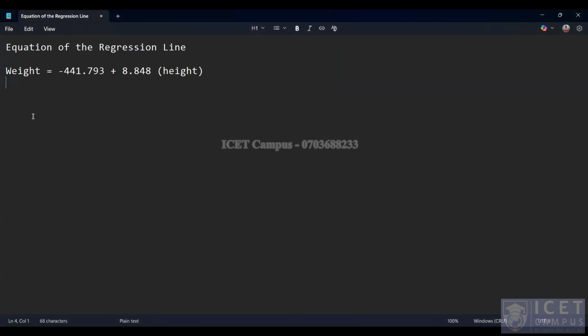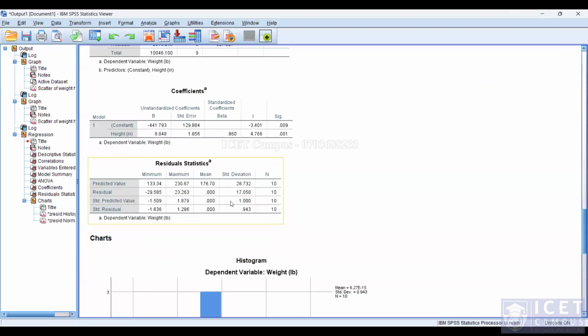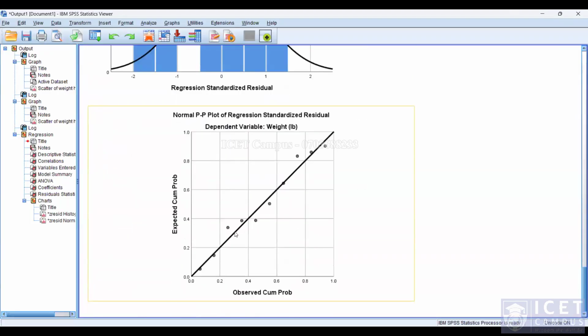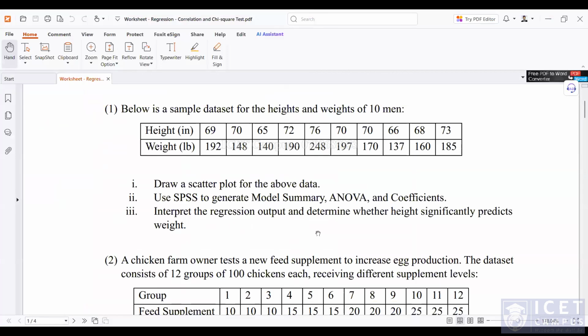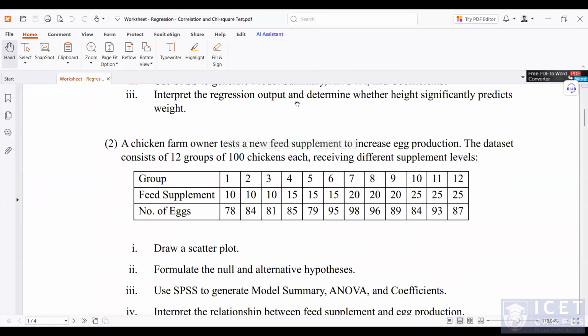Right, so that is the meaning of this regression line. That is what you can take from this one, and yeah, that's enough. You can go to the next question, question number 2. Then we can interpret the regression output to determine whether height significantly predicts weight.